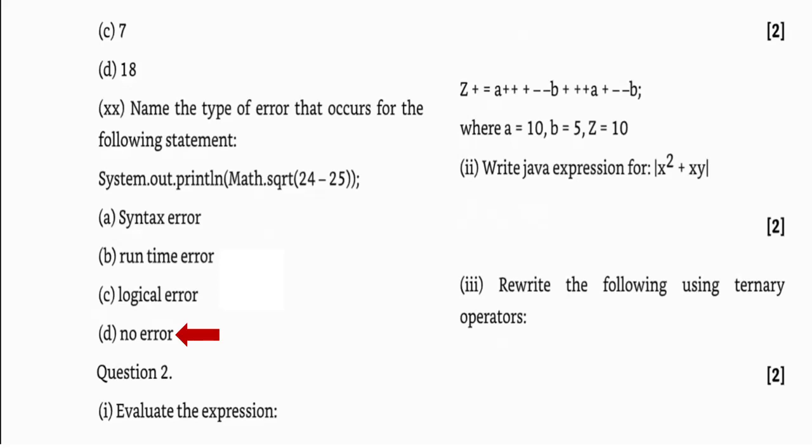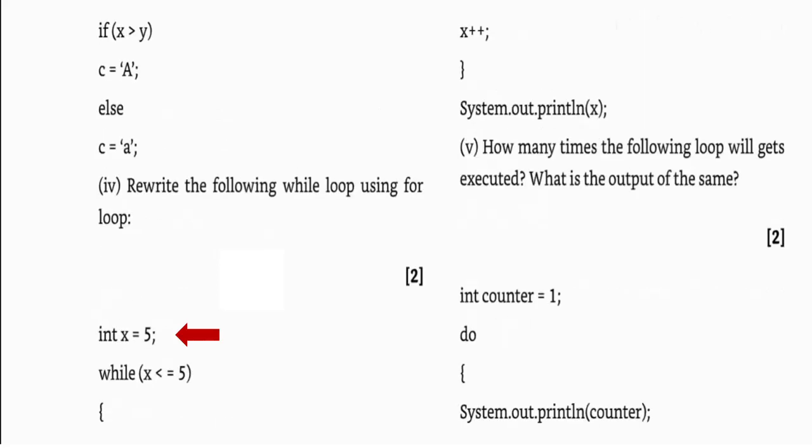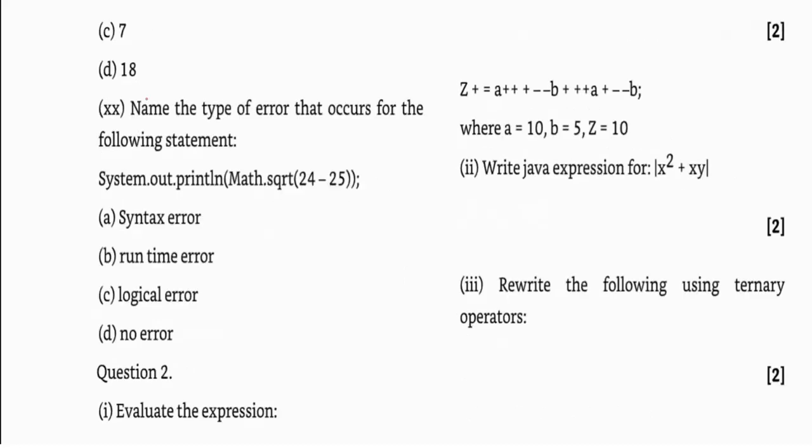So rewrite using the ternary operator. Now let's see what's the question. Before that, let's clear the marking and move on to the next slide. So here it is: if x is more than y, c equals A, else c equals small a. Rewrite the following while loop using a for loop. Okay, you have to convert this while loop into a for loop. This loop we are talking about. Okay, let me see what is the previous question actually.